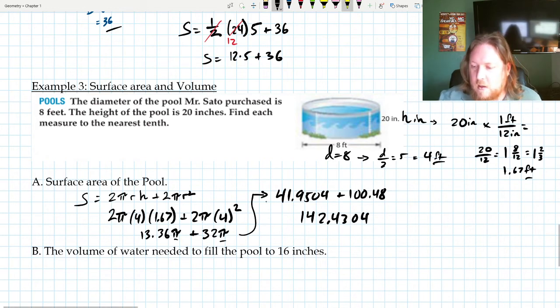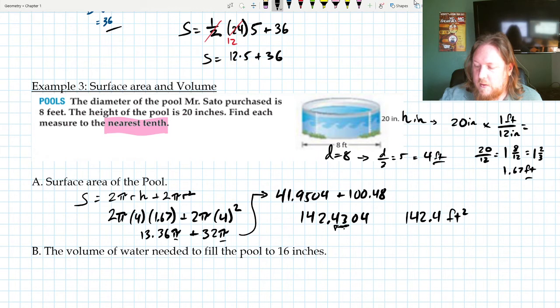And we get 142.4304. And in my work, it says round to the nearest tenth. So I'm going to round to the nearest tenth. Look at the hundredth spot. It's a 3, so I keep the 4 the same. 142.4 feet squared. All right.